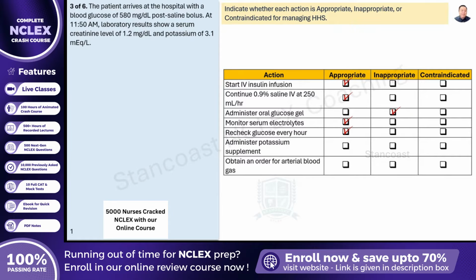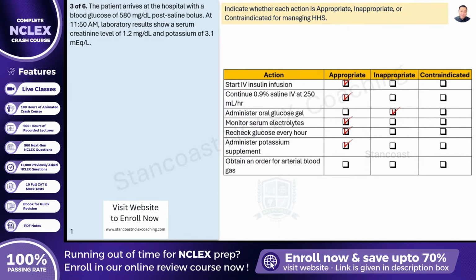All right. Looking into the next intervention, administer potassium supplement. This is appropriate, as we know that the patient's potassium level is 3.1. That's hypokalemia. We definitely need to replace that before the patient can start having those arrhythmias. And remember that the patient is still getting the insulin infusion.